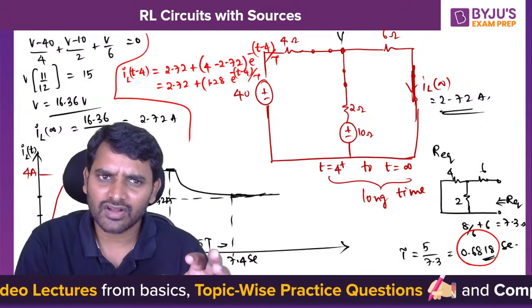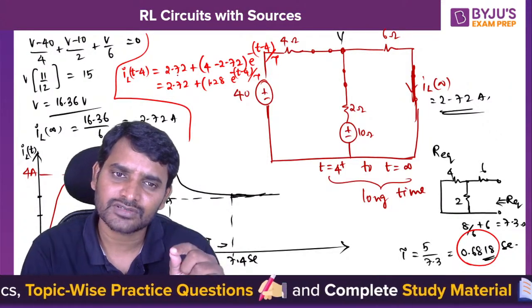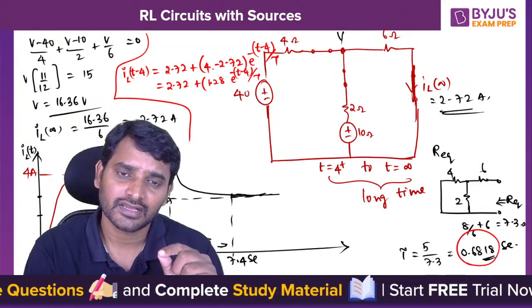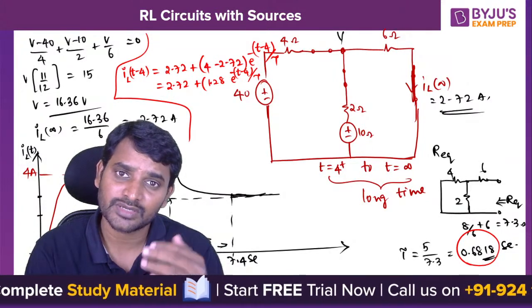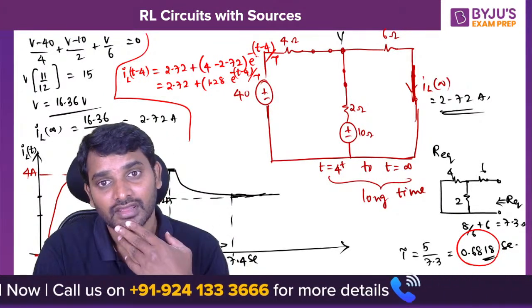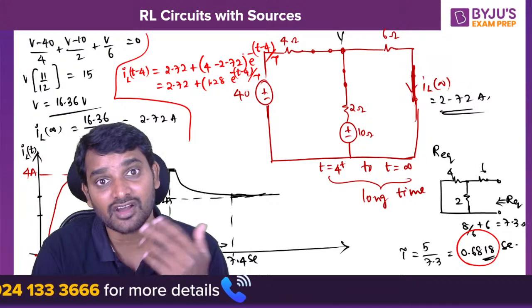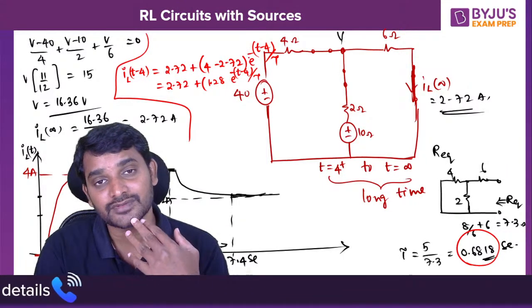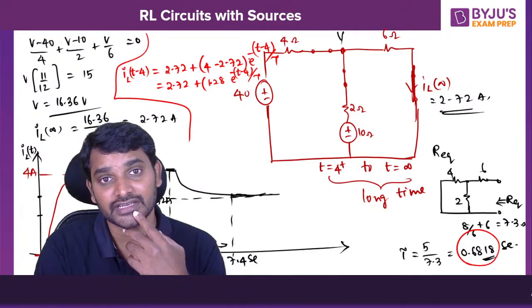Even if you did it wrong, even if you take IL of t equal to 2.72 plus 4 minus 2.72 into e power minus t by tau, whenever you substitute the t value, you will get to know. If you substitute t equals 5 seconds, how much current should you get? If you substitute t equals 3 seconds, how much current should you get?